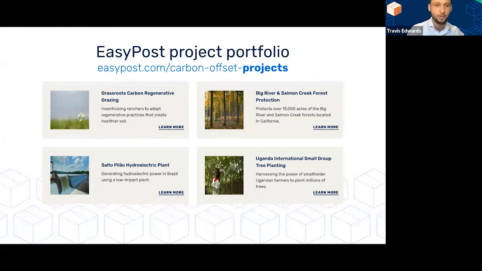learn more. So starting with the grassroots carbon regenerative grazing project, this project incentivizes ranchers to use regenerative practices that produce a cleaner and healthier soil for the environment that lowers overall greenhouse gas emissions. The Big River and Salmon Creek Forest Protection Project preserves more than 15,000 acres of forests and rivers located in California. The Salto Pilao hydroelectric plant generates clean energy using hydroelectric power and a very low impact plant. And then lastly, the Uganda International Small Group Tree Planting Project leverages a powerful network of smallholder Ugandan farmers to plant millions of trees.